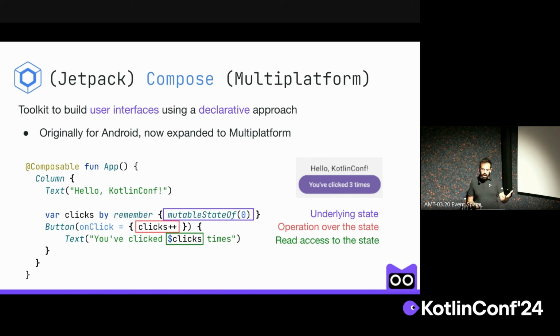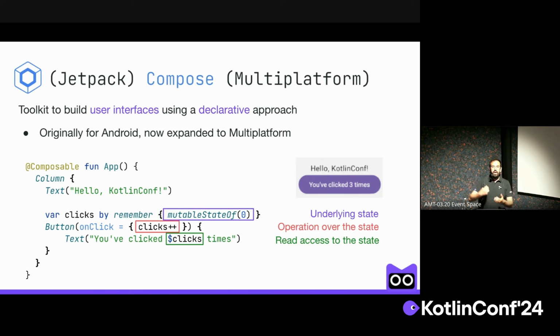You can see there are 3 main things. So there is an underlying state, which is this clicks variable, and we use mutableStateOf to create this place to save this information. Then we can also access the state, and because we are using property delegation, which you can see because we are using there by, we can access it just as a regular variable, and it will bring it from the storage of the mutable variable. And we can also operate over the state. You see I'm using clicks++ to increment this every time I click.